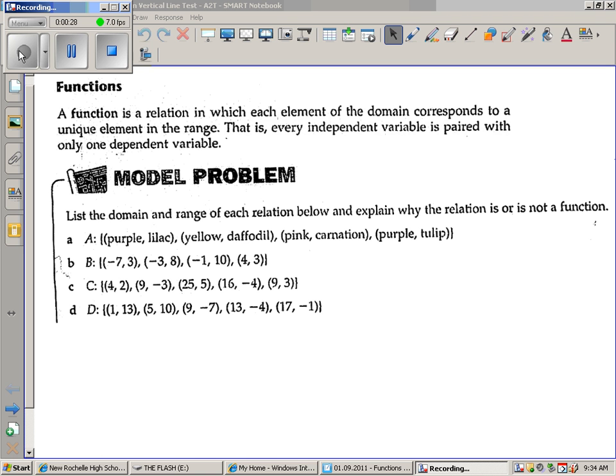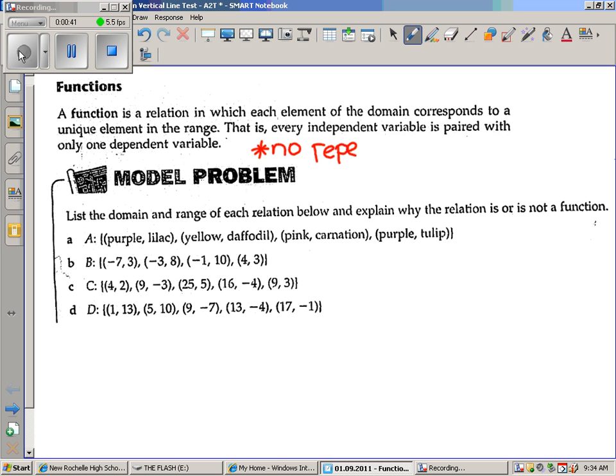When you pass the vertical line test, it means there are no repeating x values. It only matters for the x values. That's what the vertical line test essentially does. No repeating x values. So if there are no repeating x values, it's a function.